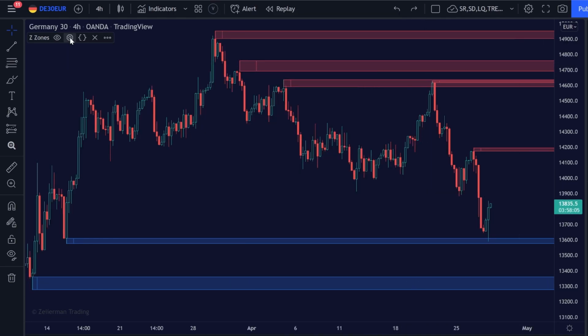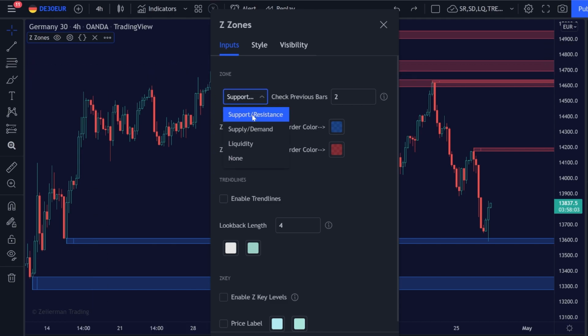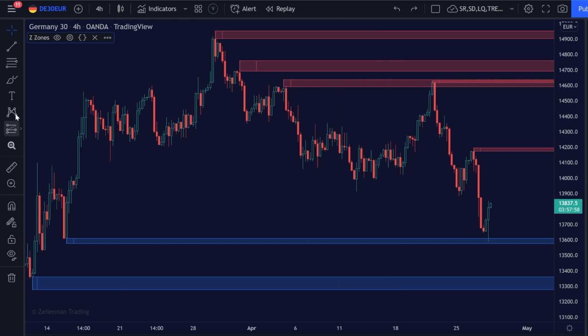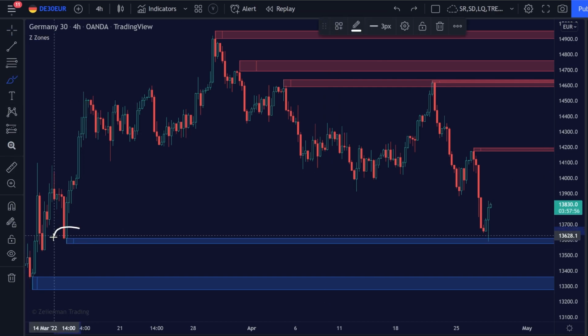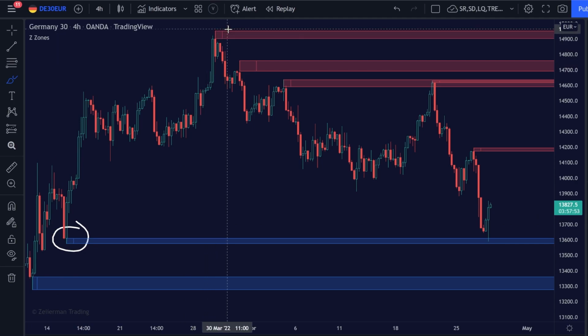Alright, once the indicator is loaded on the chart, the support and resistance zones are enabled as default. And as we can see, we get the blue support zones and red resistance zones. I'm sure that most traders already know what support and resistance is. Basically, a support zone is plotted in areas where the price finds support, and resistance zones are plotted in areas where the price finds resistance.